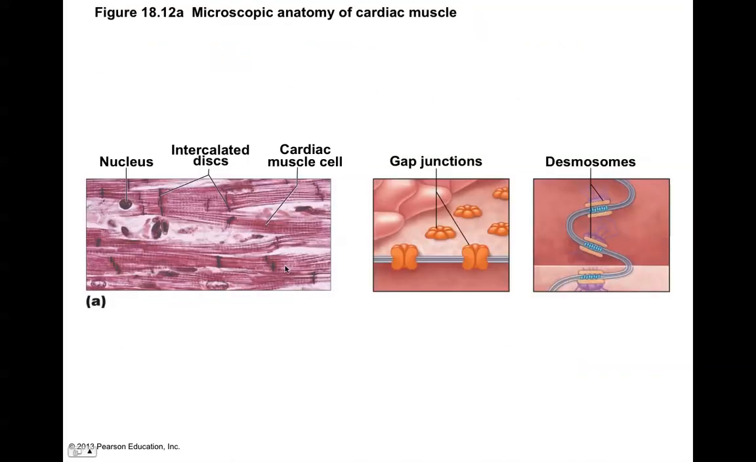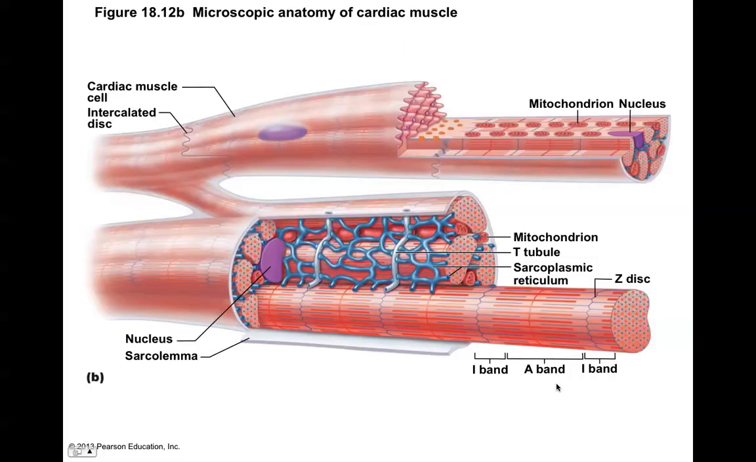And here's that familiar picture. You can see the intercalated discs here, and this is showing you the gap junctions and the desmosomes. And this is actually showing you a little bit more closely the microscopic anatomy of cardiac muscle. And yes, there's the actin and the myosin, and you've got the sarcolemma, the cell membrane on the outside. There's lots of mitochondria, etc.